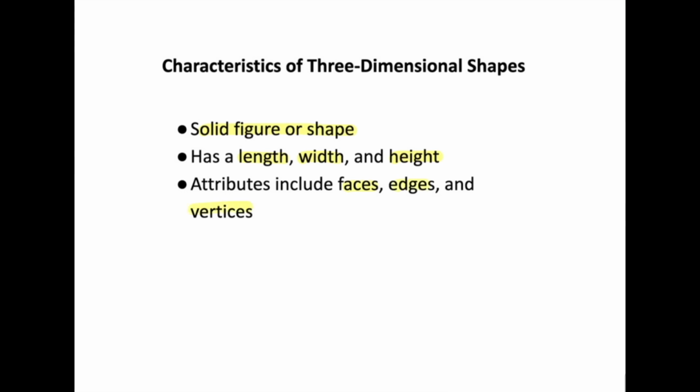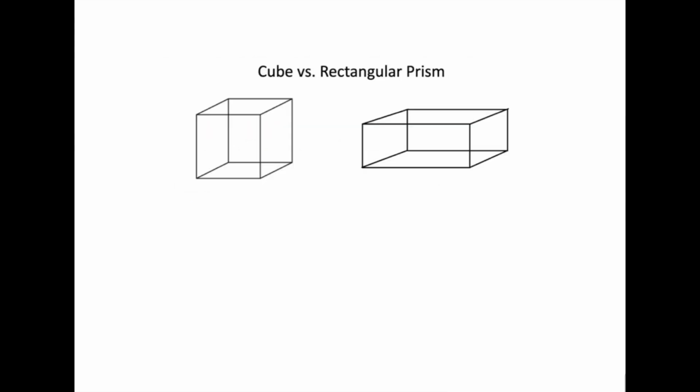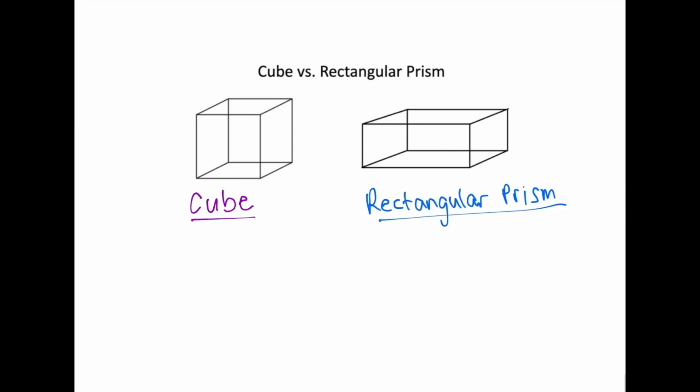Let's go through some of the regular three-dimensional shapes. The first 3D shapes that we're going to talk about are cubes and rectangular prisms. The shape on the left is a cube. The shape on the right is a rectangular prism.